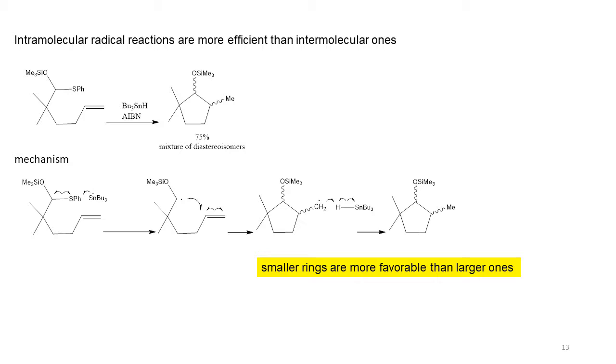Similarly, carbon-carbon bond formation can happen intramolecularly using the same reagent, tributyltin hydride, and AIBN as initiator. The mechanism of the reaction is very similar to the others shown before, but this time tributyltin radical will abstract phenyl sulfide, as shown here, to produce a stable radical next to an oxygen atom. You need to notice that the formation of smaller rings is more favorable than larger ones in radical chemistry.